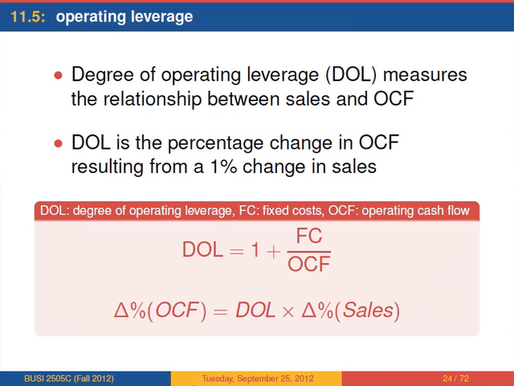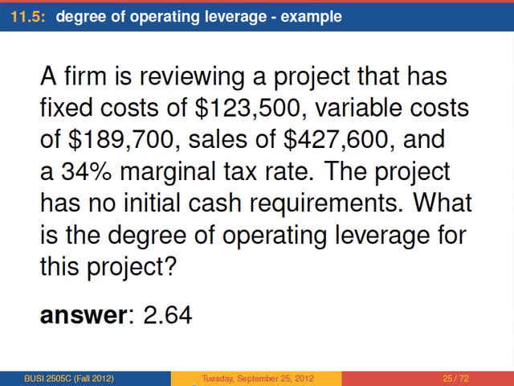What does a degree of operating leverage of 1 mean? It means if your sales go up by 10%, your operating cash flow goes up by 10%, and vice versa. If you have a degree of operating leverage of 2, then if your sales go up by 10%, your cash flow goes up by 20%, and vice versa. So let's see an example. That's why it's called leverage. By using more fixed costs than variable costs, a small change in quantity sold will mean a bigger change in the operating cash flow. That's where the term operating leverage comes from.